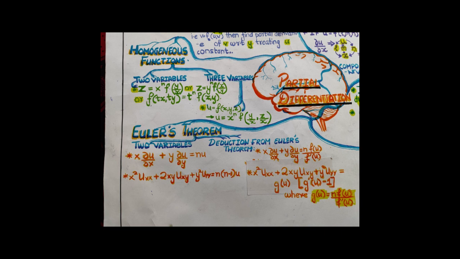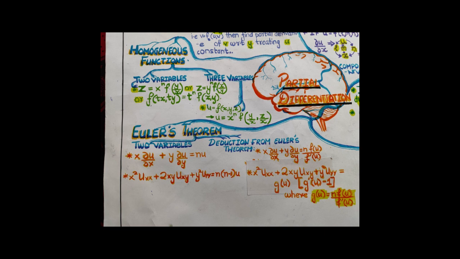So I'm going to explain to you about homogeneous functions. First, homogeneous function of two variables. A function z of two variables x and y is said to be homogeneous of degree n if it is possible to express z in the form z equals x raised to n f of y upon x, or z equals y raised to n f of x upon y, or f(tx, ty) equals t^n f(x, y).